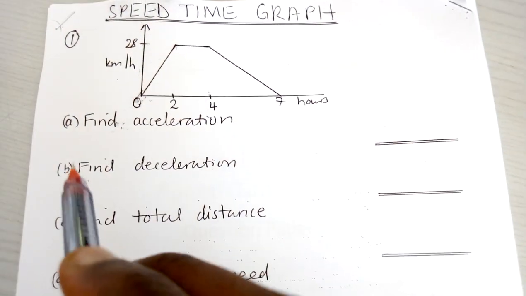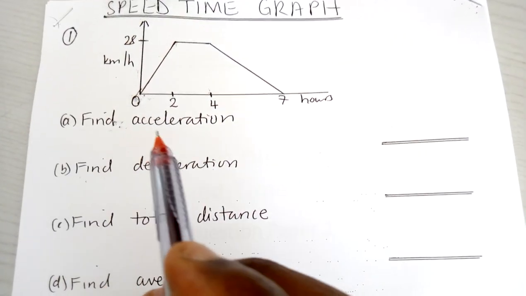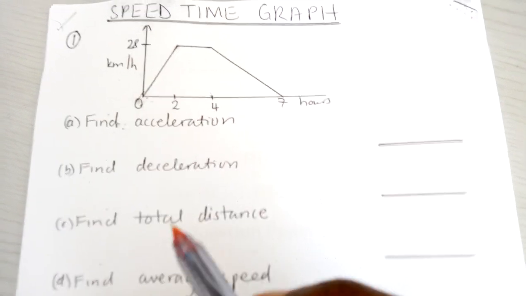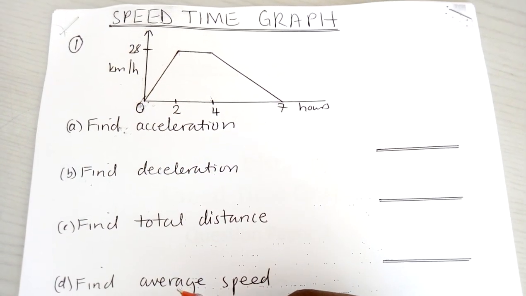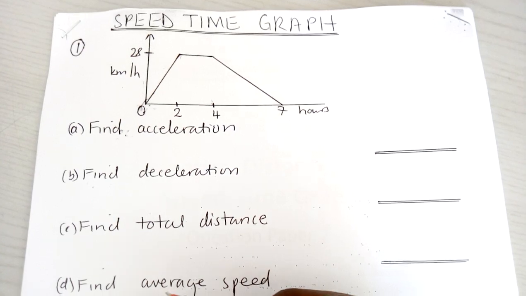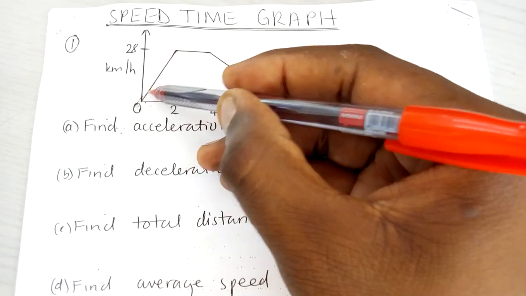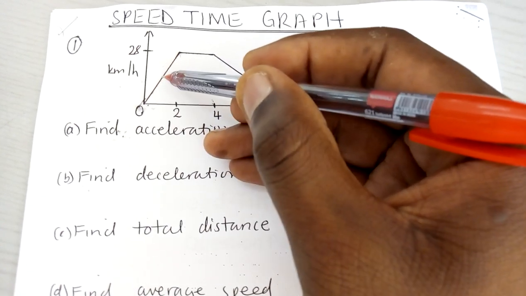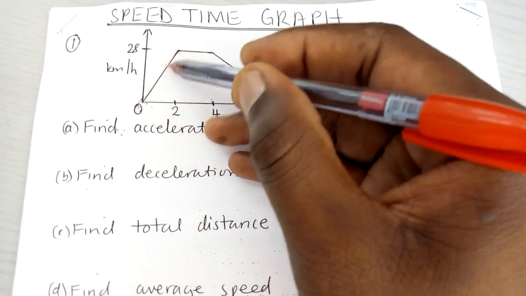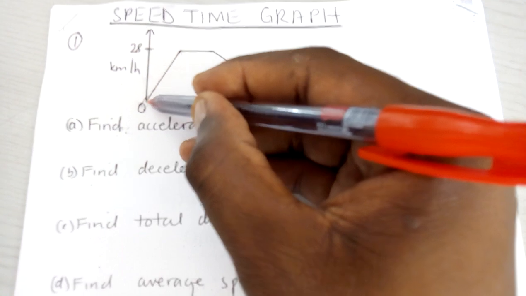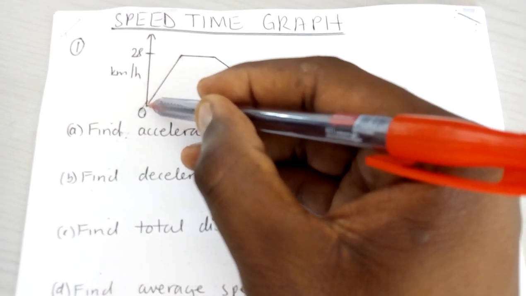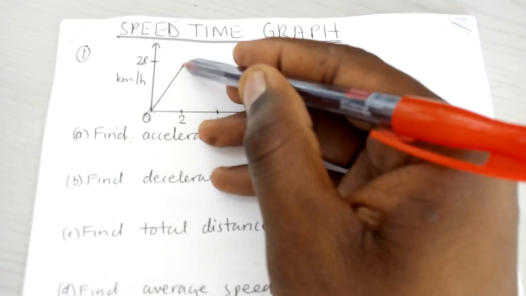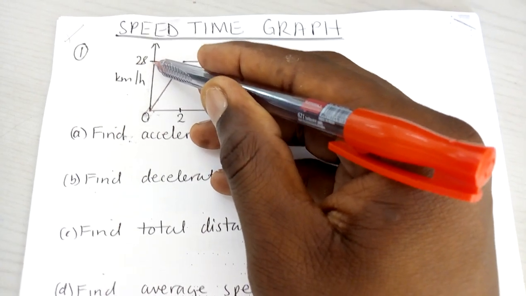Now, A, we need to find acceleration. Acceleration is the rate of speed change. Now, if you look at our graph, the rate of change of speed is constant. So in order to get our rate of speed change, we can see here at the starting point, it's 0, and at the end point, it's 20.